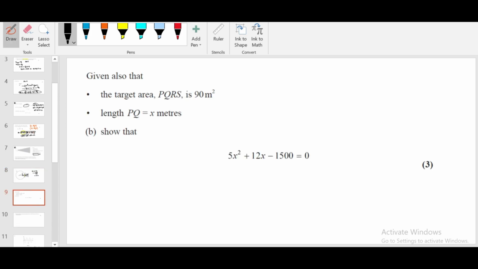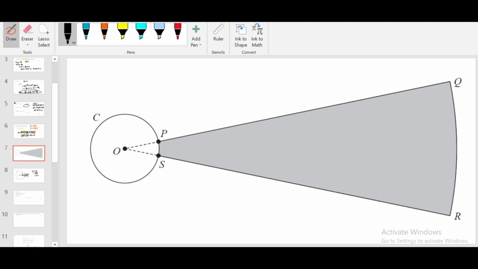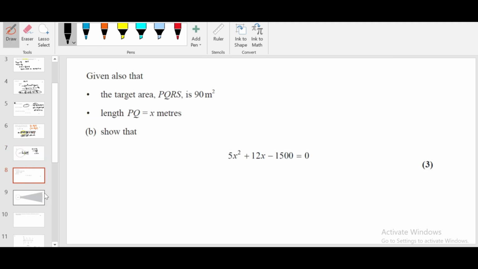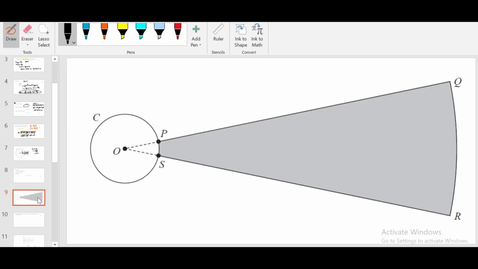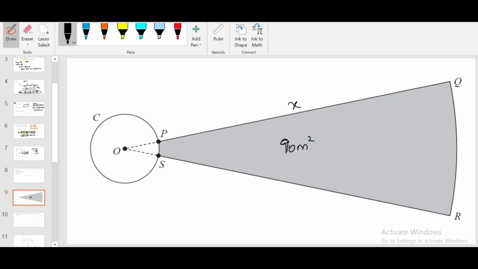Given that the target area PQRS is 90 meter square. I'll just take the figure separately. The question says the target area PQRS is 90 meter square, which means the shaded area is 90 meter square. The length PQ is x meters. We know this radius is 1.2, which we just calculated, and we know this angle.